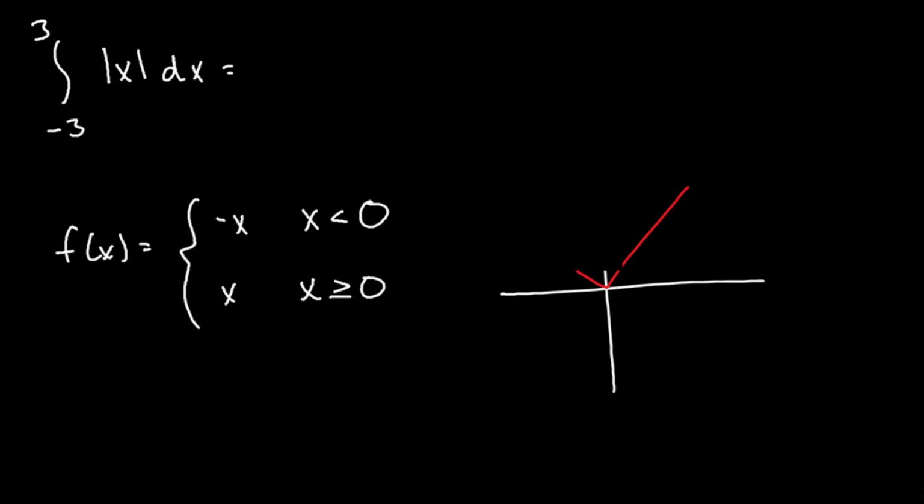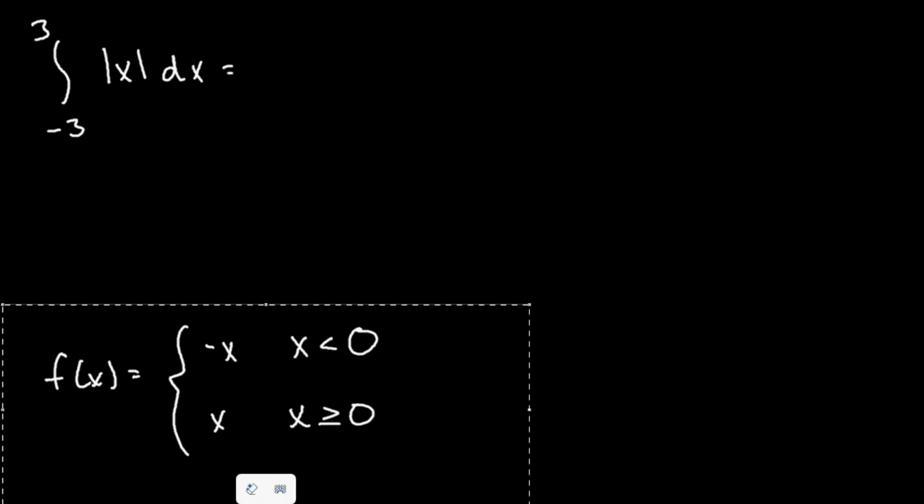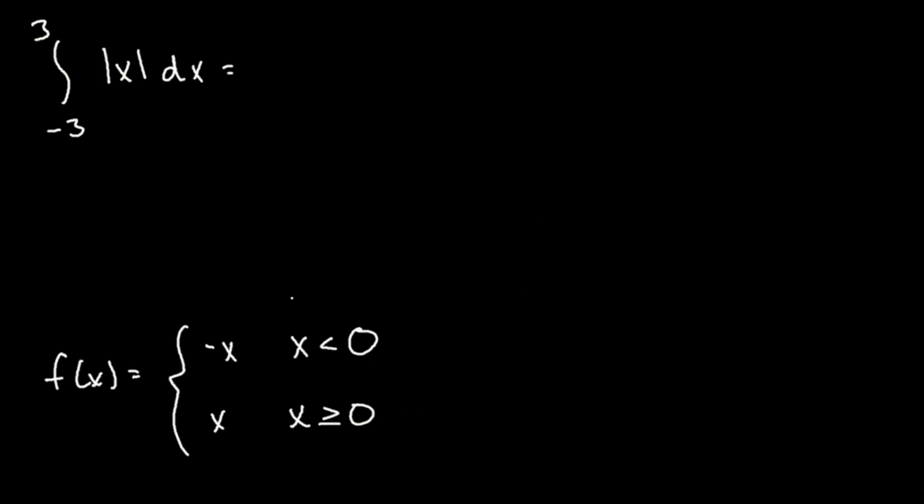So what you can actually do to solve this integral is solve the integral of both of these functions. You can solve the antiderivatives of both of these functions, and then only apply the bounds of 3 and negative 3 for the functions that are applicable to those bounds. So what do I mean by this? Well, if we take the integral of just x, we get x squared over 2.